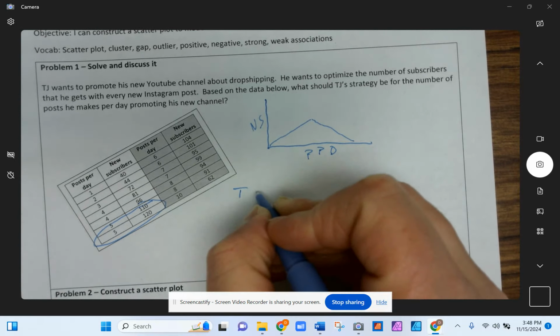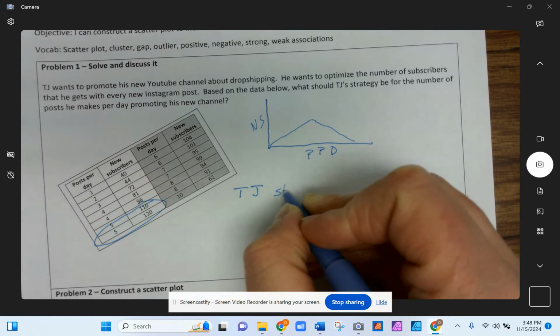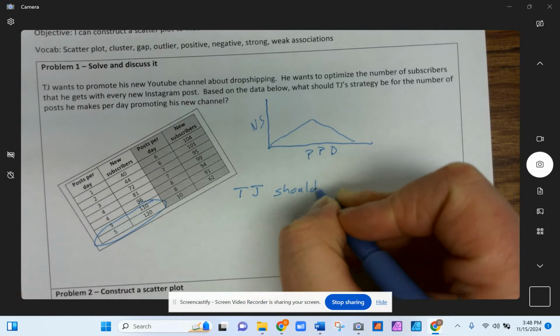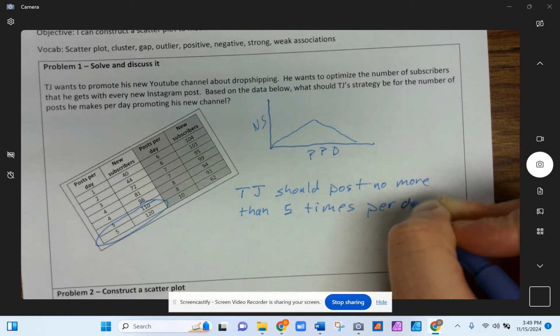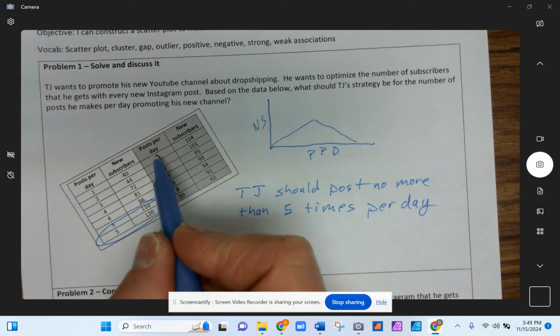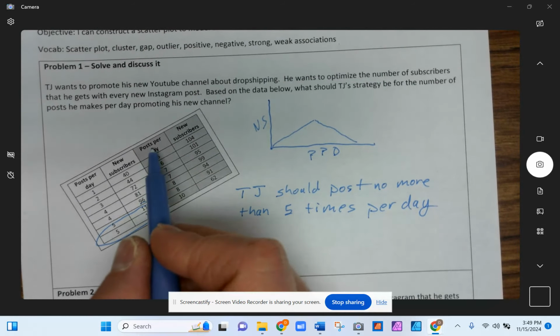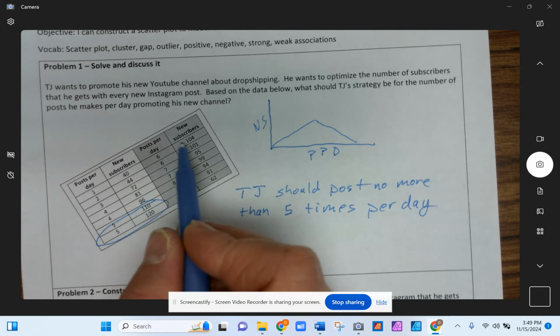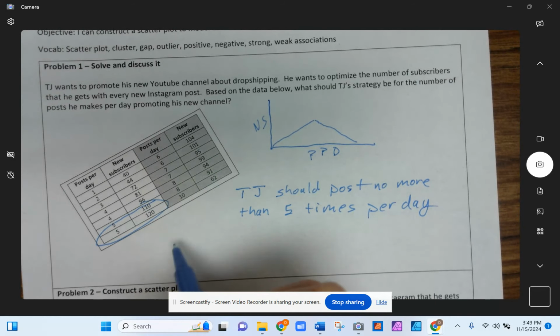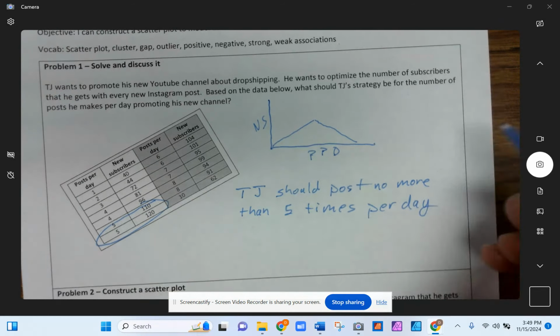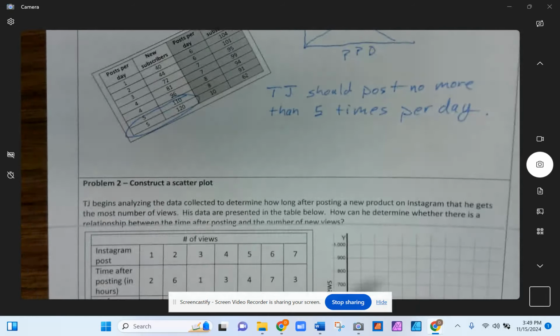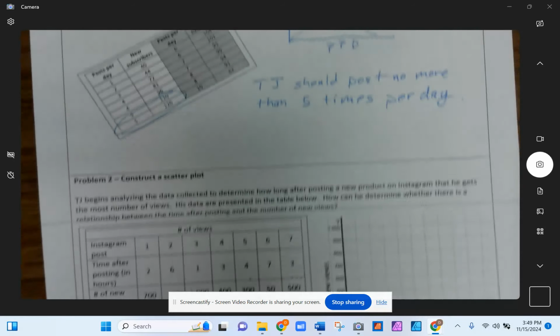So his strategy would be something like: TJ should post no more than 5 times per day, because when he starts to saturate and over-post, people kind of get sick of it at this point. So the number starts to drop when he does 6 or more. So yeah, stick to 5. He should be good.